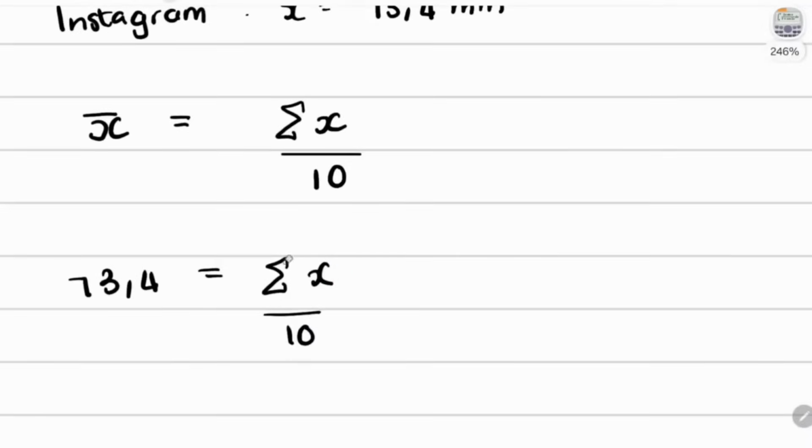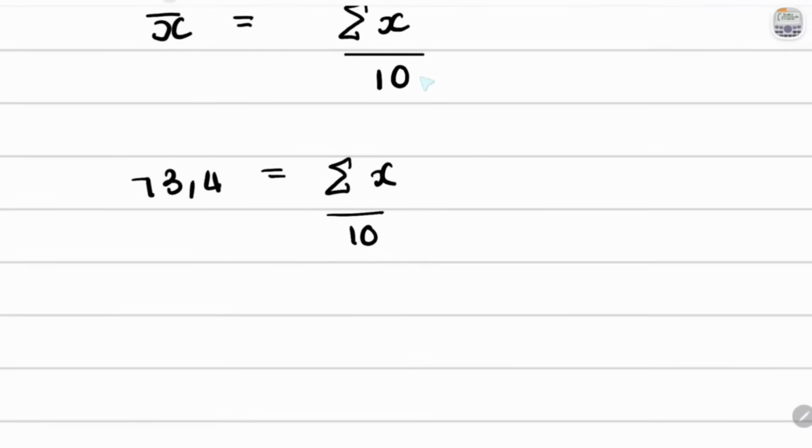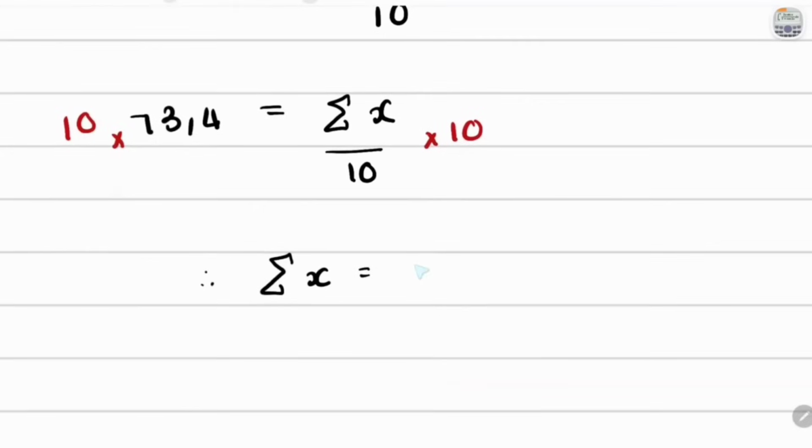So you see now, to find the total sum of all those learners' time that they spent on one platform, Instagram, you're going to have to get rid of the 10. You can decide to cross multiply or just multiply both sides by 10 to get rid of that 10. So the sum of times that they spent on Instagram would be times 10, which just means that the decimal moves one place.